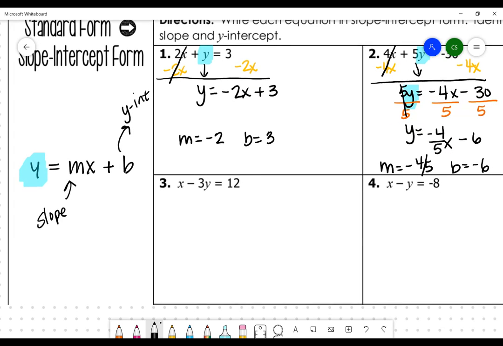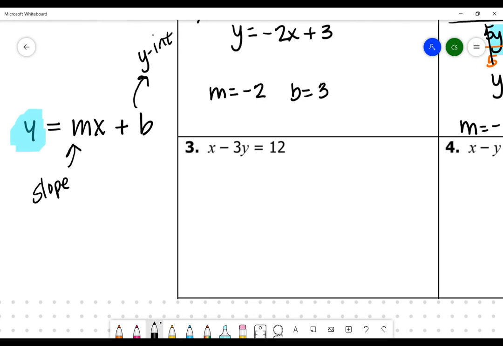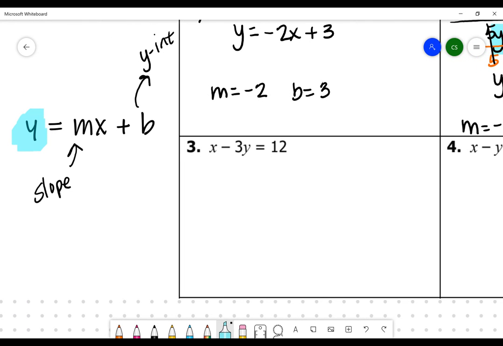Two more examples. All right, number 3. We got x minus 3y is equal to 12, and we want to put this in slope-intercept form by solving for y. All right, so what's over here with y? X is being added to it, and negative 3 is being multiplied. So first I want to move x to the other side. So how do I move x to the other side? I subtract it from both sides.